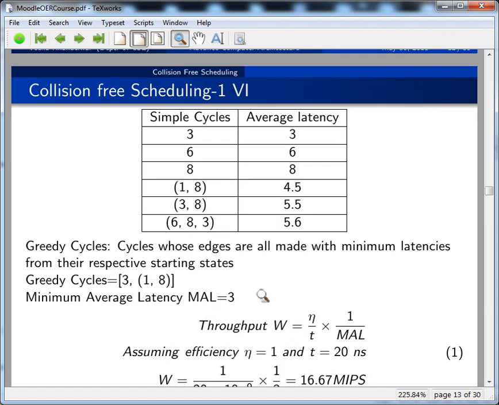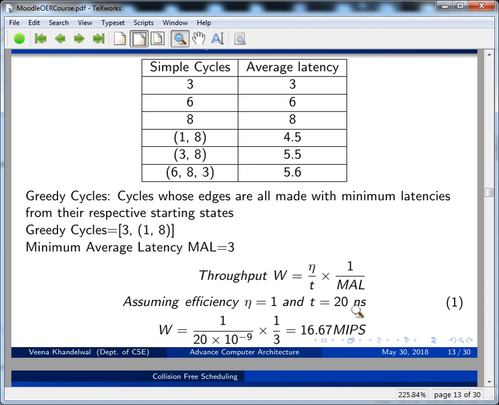After determining the minimum average latency, we find out throughput. The formula for throughput is eta upon T into 1 upon MAL. T time is given as 20 nanoseconds. Assume efficiency eta is equal to 1. The minimal average latency we found is 3. So we find the throughput, which is equal to 16.67 MIPS.